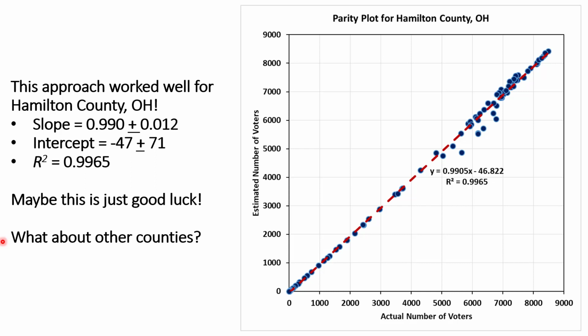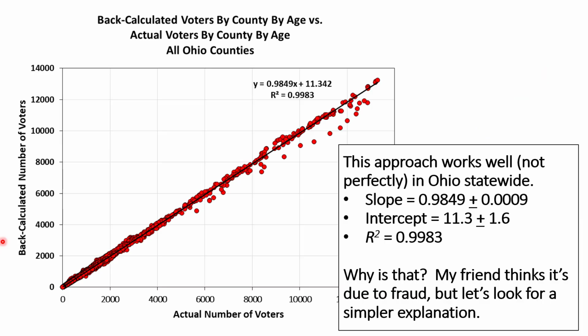So I could do this analysis for every county in Ohio, all 80-some of them. That's really tedious, and I didn't really care to do that much work, so instead I did them all at once. What you see here is the parity plot for every county, for every age in the state of Ohio for the 2020 general election. The slope of my parity plot here is 0.985, which is pretty good. The intercept is 11 plus or minus 2. That's pretty good. R squared is 0.998, which is really good.